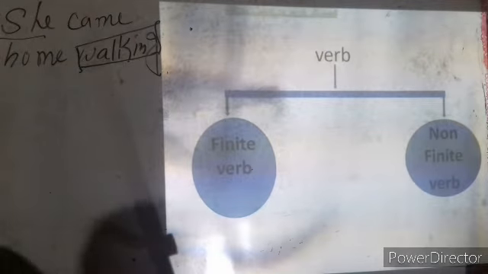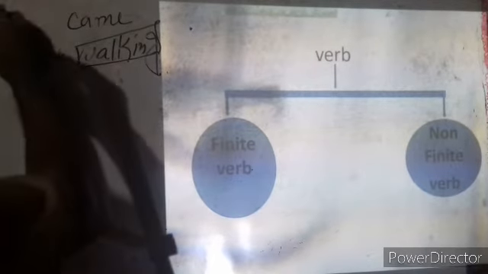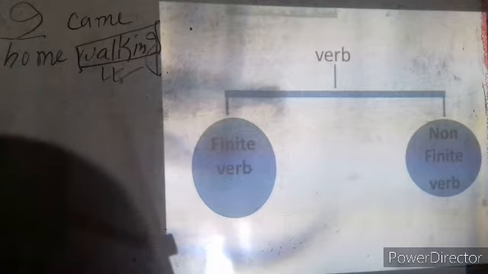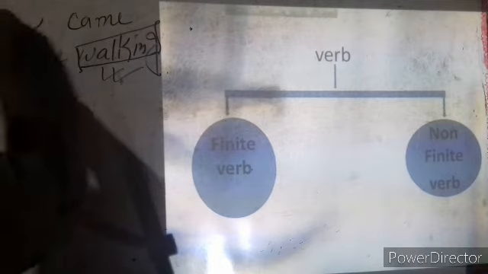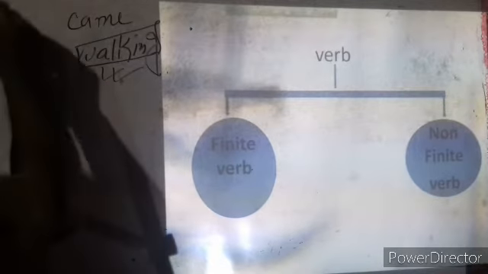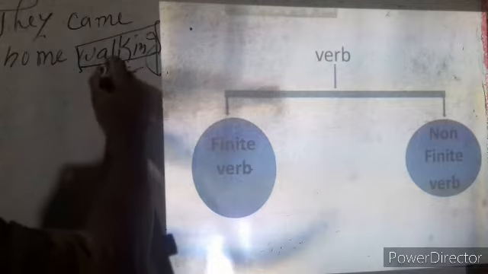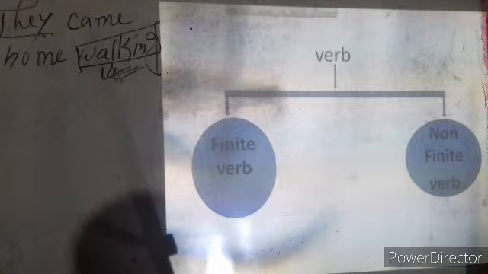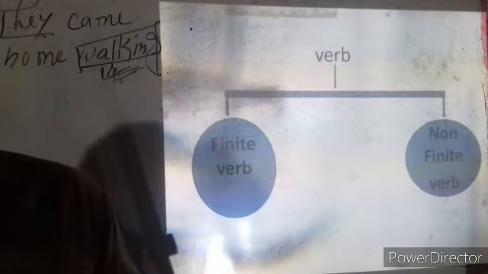If we change the subject, in lieu of she, if we use I, then the verb will not be changed. If we use the plural form, they came home walking, this verb will not be changed according to subject and number, and only then this kind of verb is called non-finite verb.